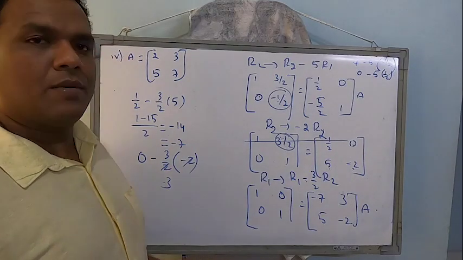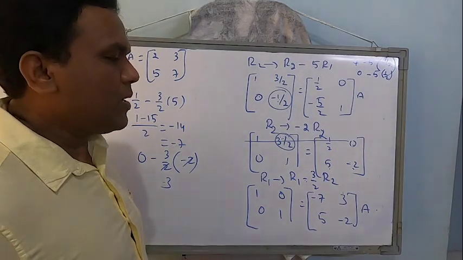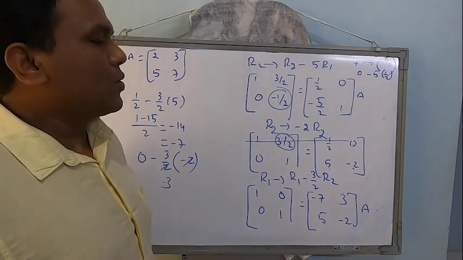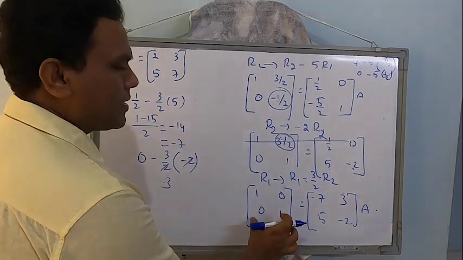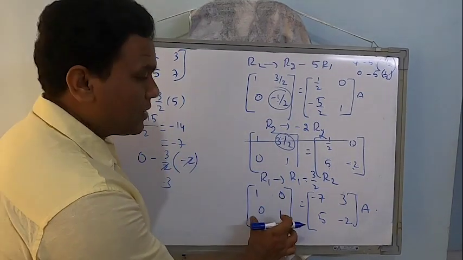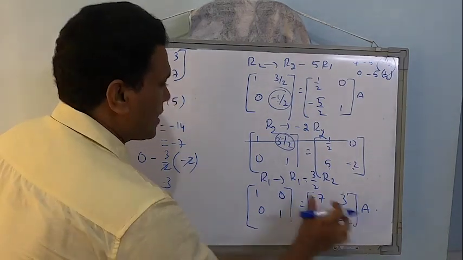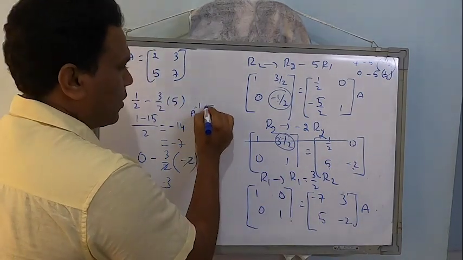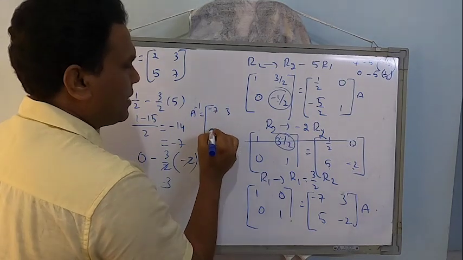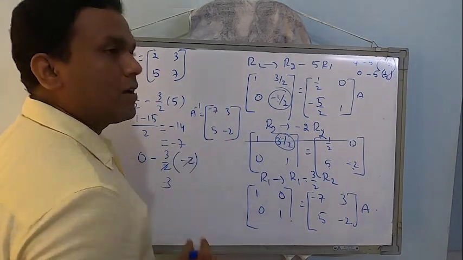Is that clear, students? And that's how inverse has to be performed. You can notice the left hand side was matrix A in the beginning. Now there is an identity matrix. So this matrix is nothing but the inverse of the given matrix, minus 7, 3, 5, minus 2.